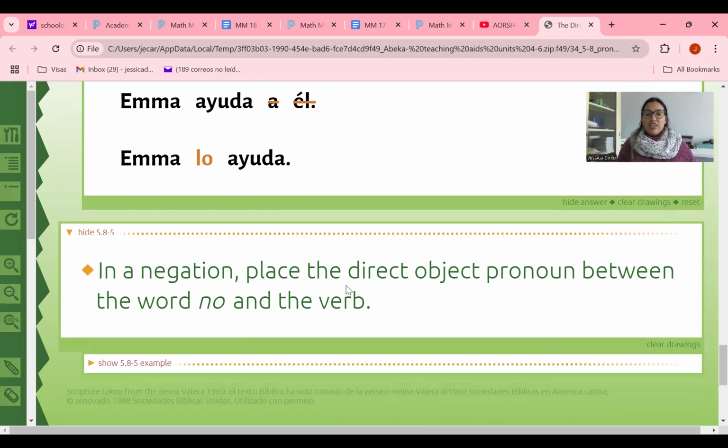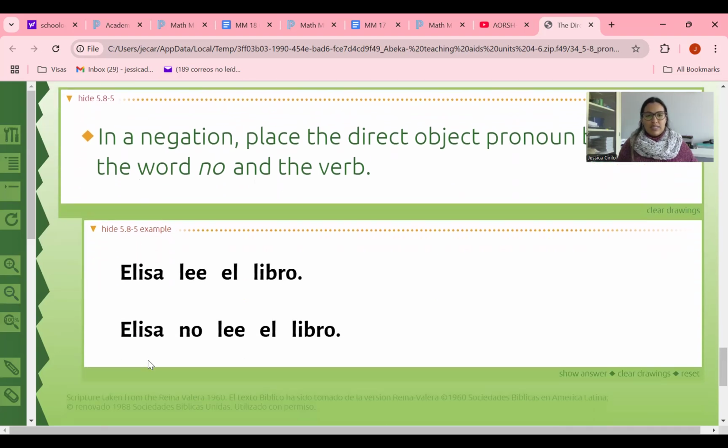Okay? In a negation, and yes, this is the last rule, in a negation, place the direct object pronoun between the word no and the verb. Okay, important to review negation. So Elisa lee el libro. This means Elisa reads the book. So if you want to negate this, you say Elisa no lee el libro.